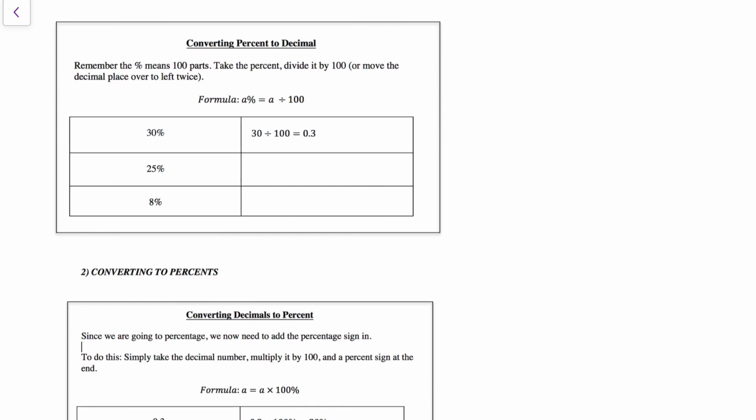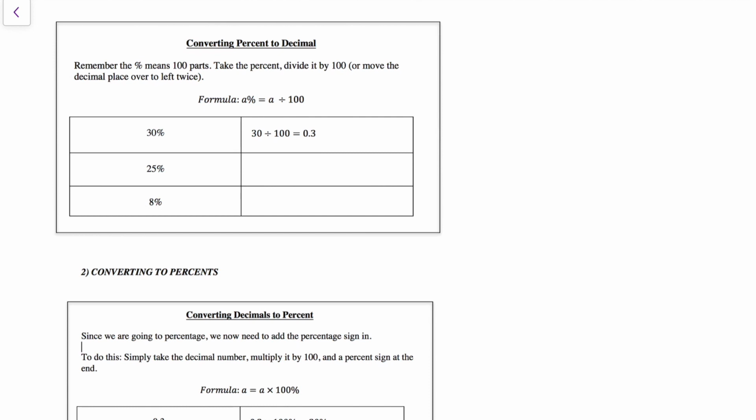So instead of dividing by our denominator, our bottom number, I'm going to divide by 100 every time, because in a percent, the bottom number is always 100. It's always out of 100 to make one whole. So in this case, I did 30 divided by 100, which is 0.3. Okay, so pause the video, try the other two, and start it up again when you're ready.